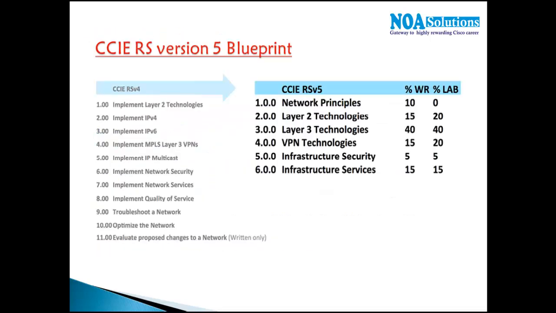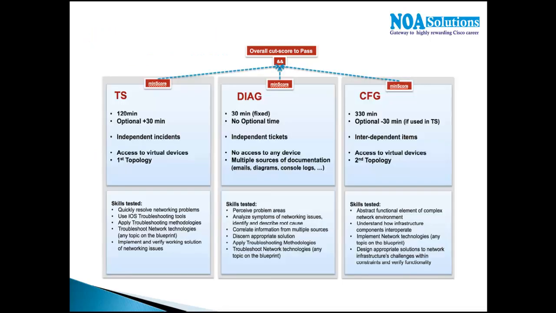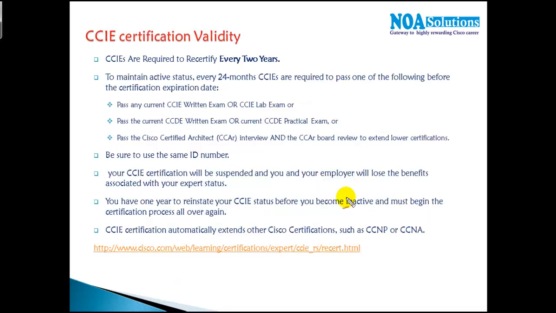Now there are a few other things we'll be covering in this video: the validity of your examination. Once you get certified for CCIE, your certification will be valid for the next 2 years. In order to maintain this active status, you have to write any one of these exams every 24 months, that is 2 years.